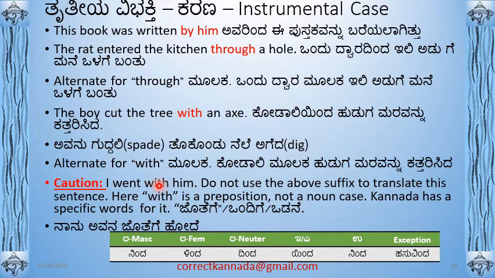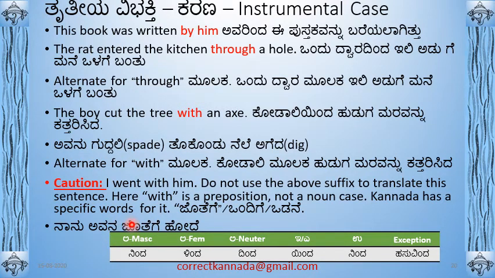The with that is used here and the with that is used here are two different usages. Here the with is for the instrument that you're using, whereas this with is like together with somebody, that together kind of meaning. So for this with you have to use jote. You don't use the Tritiya Vibhakti ending. Or you can use ondige: Nanu avanondige. You can also use the word odane. So these are the three options that you have. But jote is very common in spoken Kannada. You can use this jote: avana jote, avana jote hode.